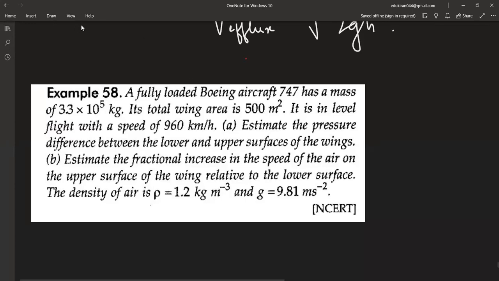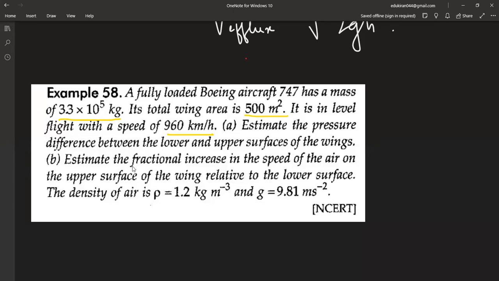Yes, see. So in this question, a fully loaded Boeing aircraft 747 has a mass of 3.3 into 10 to the power 5 kg. Total wing area is 500 meters square. It is in level flight with a speed of 960 kilometer per hour. You have to estimate the pressure difference between the lower and upper surfaces of the wings.